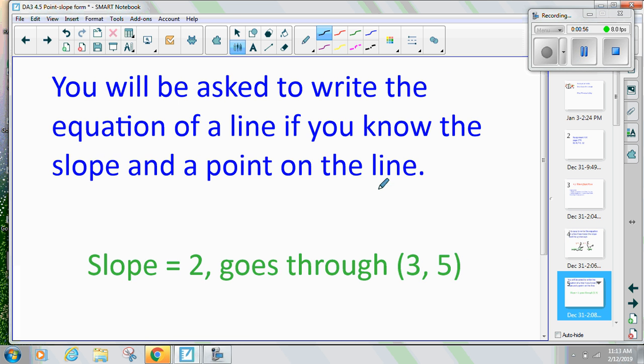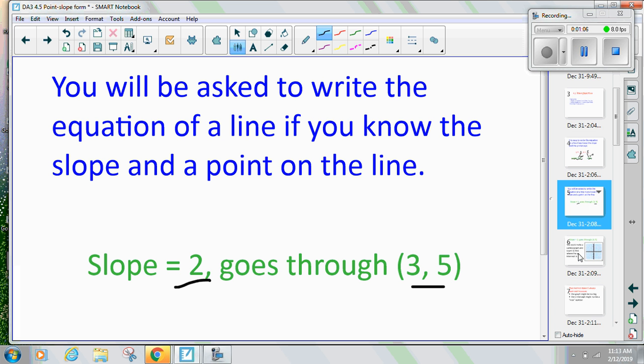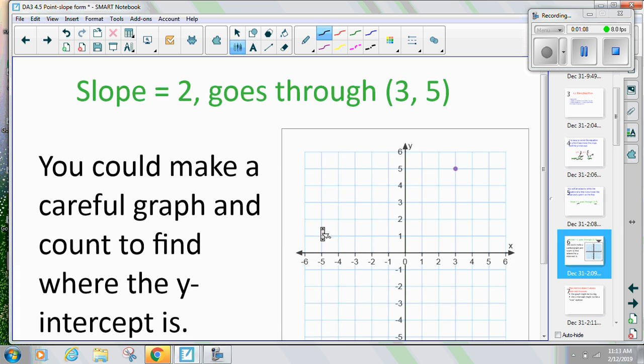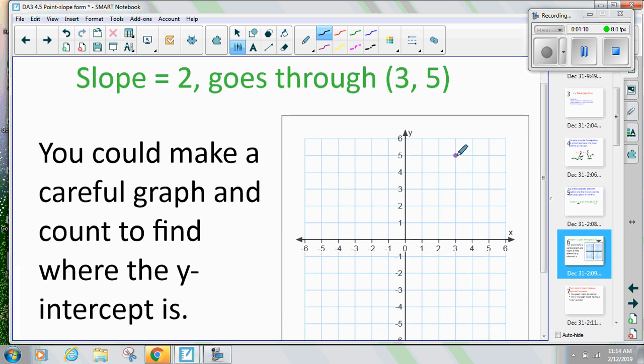Sometimes we're going to have to write an equation if we know the slope and a point rather than a slope and an intercept. So we have a slope of 2 and a point on that line, (3, 5) is our ordered pair. Let's take a look at this on a graph. We've graphed our point (3, 5) right here, and we have a slope of 2. I'm going to write it as rise over run, so 2 over 1. One thing we could do is use that slope from our ordered pair and find our y-intercept, see where it goes through the y-axis.